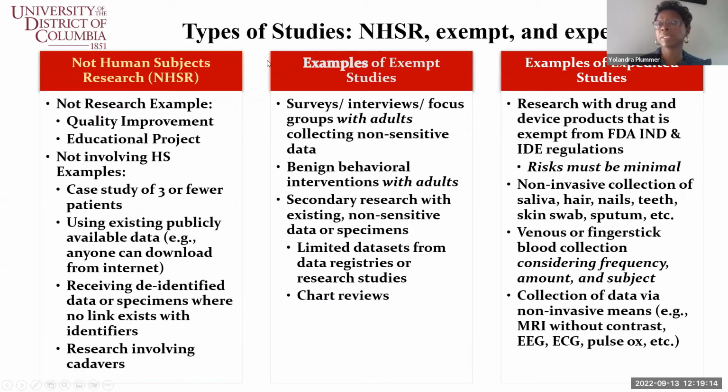Again, these are some examples of different studies that have been considered not human subject research, exempt and expedited. And we have discussed some of these examples of the exempt studies would be surveys that focus with adults collecting non-sensitive information. We also tend to think of that information that's secondary, something that's already widely published.